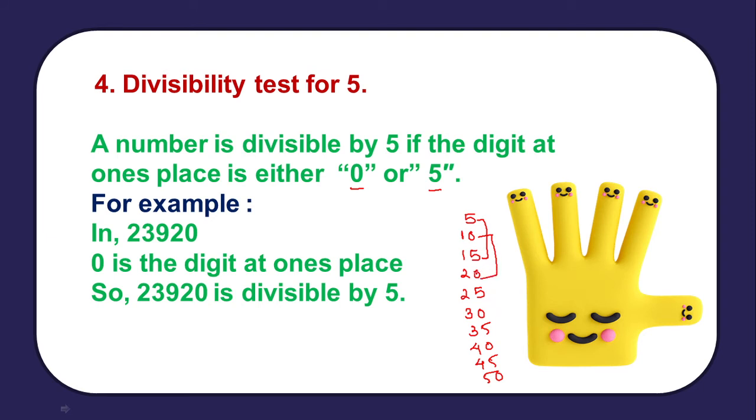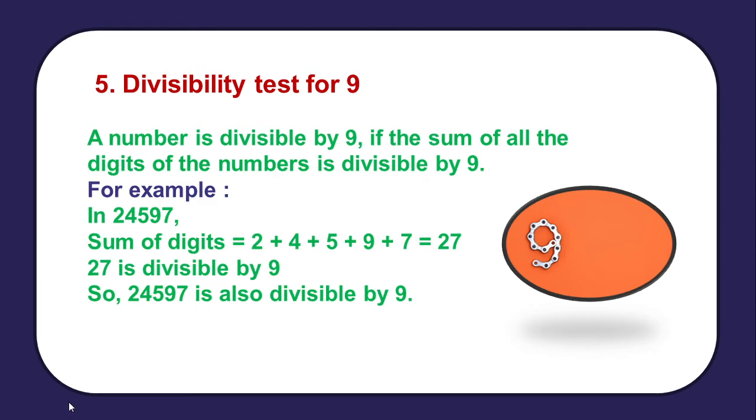So if any number is ending with 0 or 5, however big it may be, you can simply say that the given number is divisible by 5. Now here we have an example, 23,920. The last digit is 0. That means it is divisible by 5. Suppose I have a number 57,275. The last digit is 5. So that means the given number is divisible by 5. So in this way, you have to check the last digit.